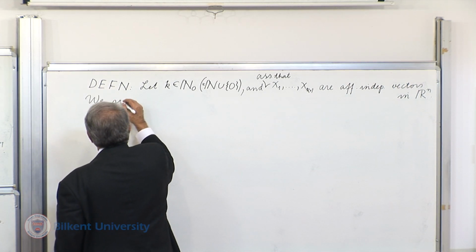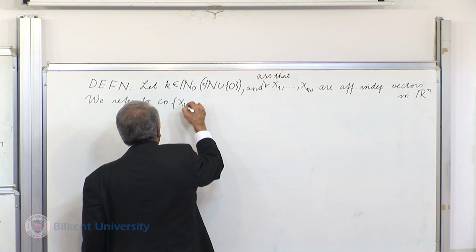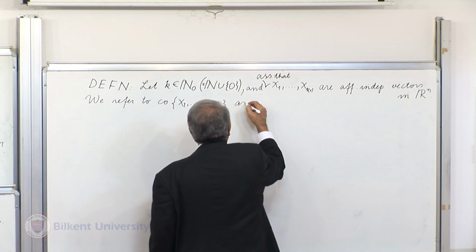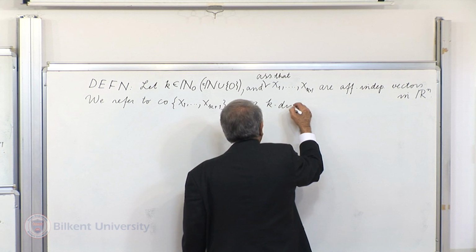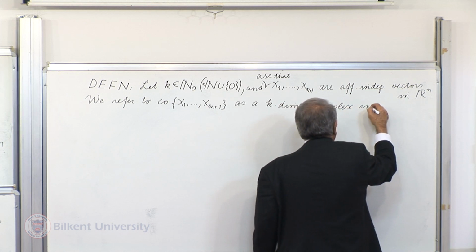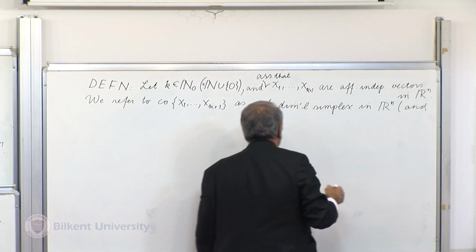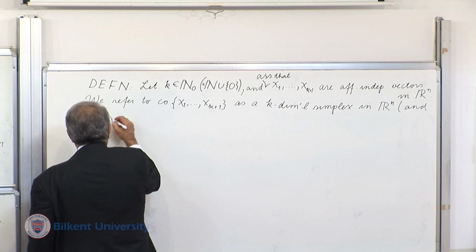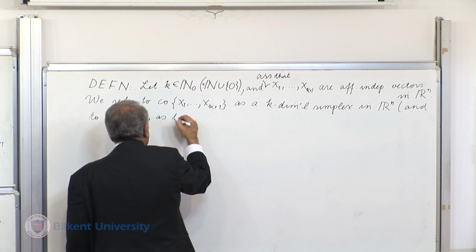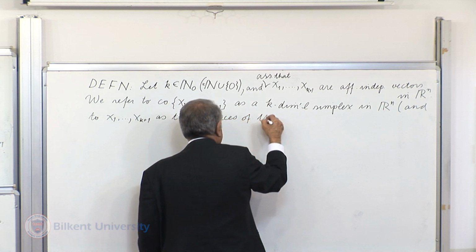We refer to the convex hull of x1 up to xk plus 1 as a k-dimensional simplex in Rn, and to x1 up to xk plus 1 as the vertices of the simplex.